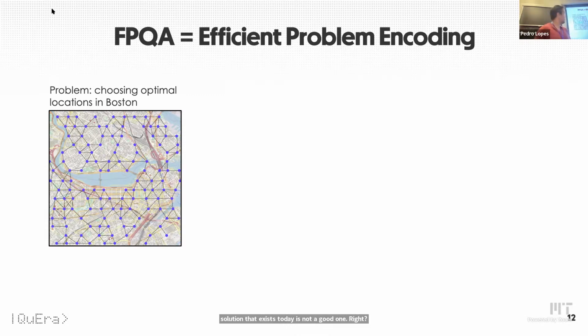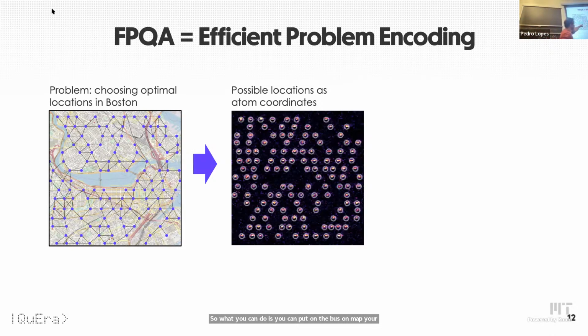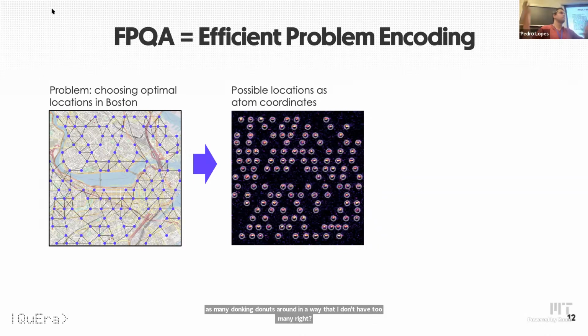So what you can do is you can put on the Boston map your qubits and create an atomic twin of Boston. You can literally do that with atoms. So these are atoms. These are individual atoms put in place exactly according to this graph. And try to ask, how can I put as many Dunkin' Donuts around in a way that I don't have too many, right? Because if I put one neighbor into the other, then I'm not selling well. I want to keep my Dunkin' Donuts more or less far apart.